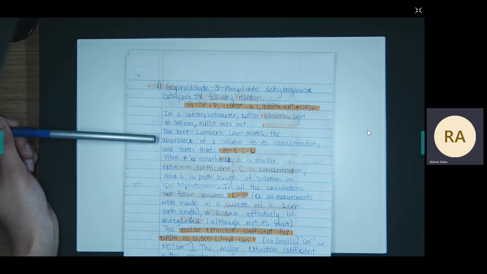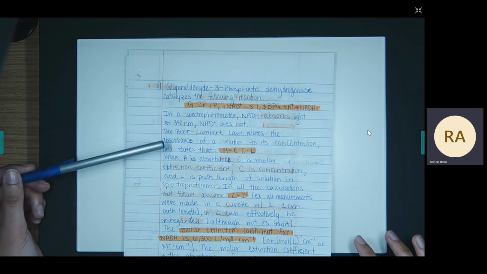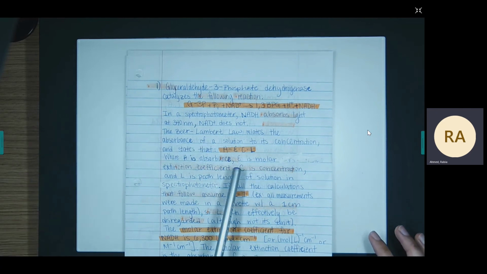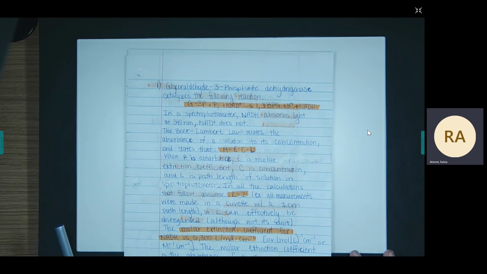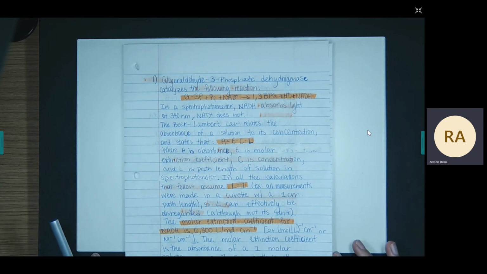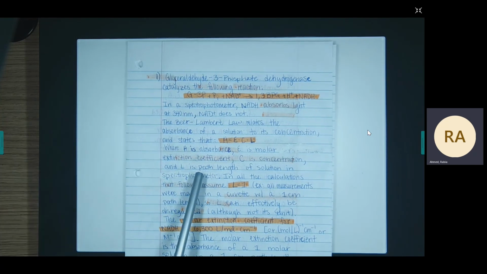The Beer-Lambert law relates the absorbance of a solution to its concentration and states that absorbance equals epsilon times C times the path length. You guys should just memorize this equation. I know this looks really overwhelming because it's a lot, but the questions are basically simple algebra. A is the absorbance, E is the molar extinction coefficient, C is the concentration, and L is the path length of the solution in the spectrophotometer.